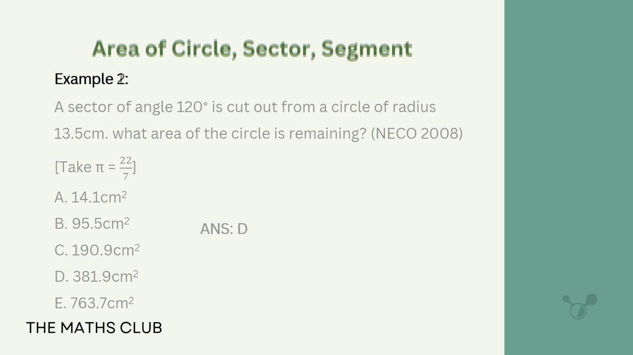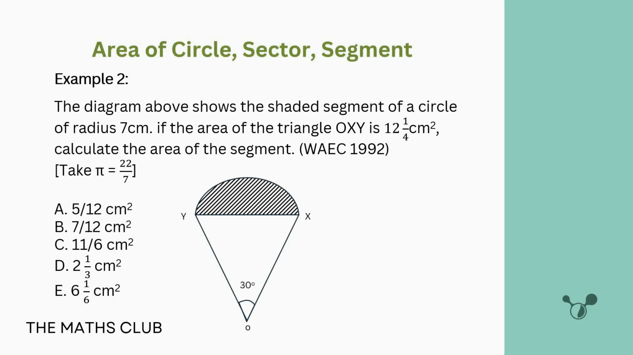Great. Example 2 now states that the diagram below, theirs is above, ours is below, shows the shaded segment of a circle of radius 7 centimeters. If the area of the triangle OXY is 12 1/4 centimeters squared, calculate the area of the segment. This is taken from WAEC 1992. Take pi to be 22/7. We are given the options. I want you to pause the video and try this out yourself.